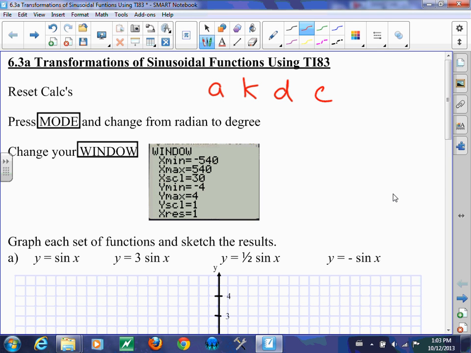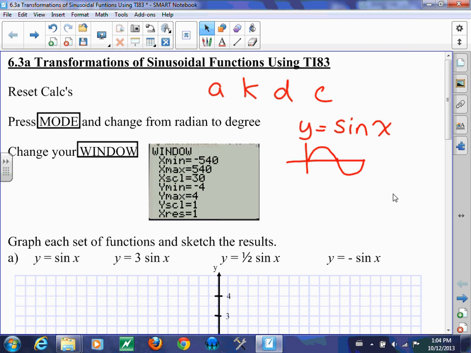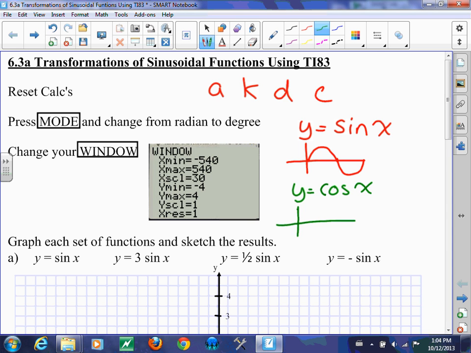Last class we learned we had two base functions. One, y equals sine x. Just remember a quick sketch. Sine x starts at the origin, goes up to its maximum, goes back to its axis, minimum, and then back to its axis. Whereas the second base function, y equals cos x, when we graph that, it starts at its maximum, goes to the axis, down to its minimum, back up to its axis, and then back to its maximum. Again, that just shows one rotation.